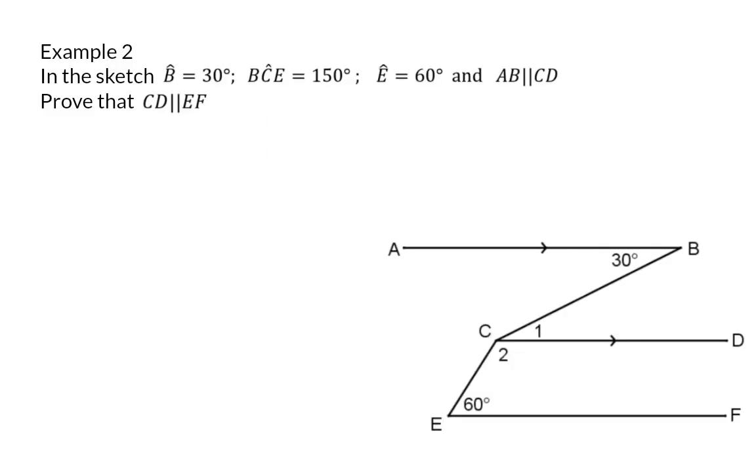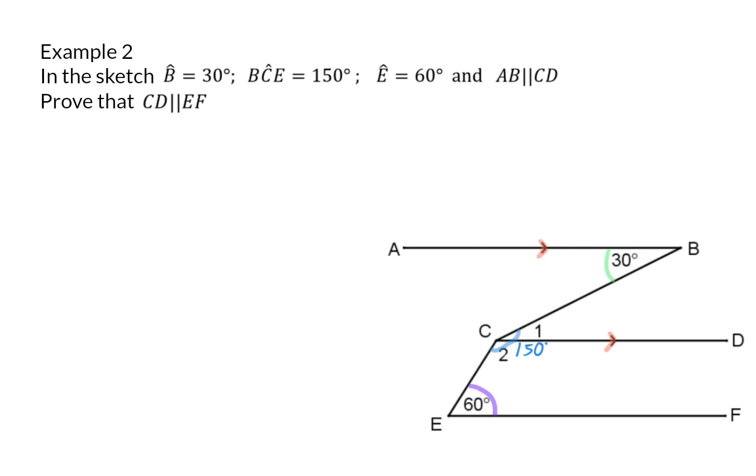Example 2. In the sketch, angle B is 30 degrees, and this is already indicated on the sketch. Next, they say that angle BCE is 150 degrees, which means that C1 plus C2 add up to 150. We are also given that angle E is 60 degrees, and they mention that line AB is parallel to line CD. The question: prove that CD is also parallel to EF.